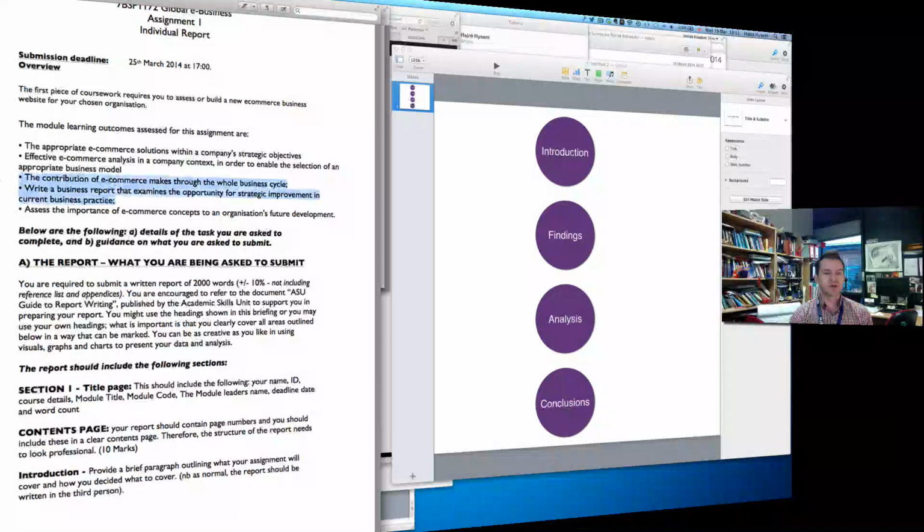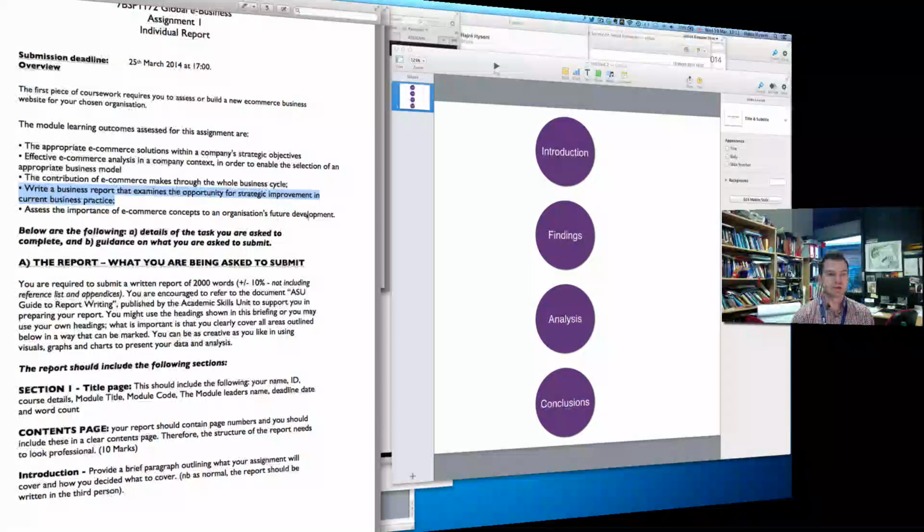The fourth point: write a business report that examines the opportunity of strategic improvement in current business practice. That pretty much means a report that has examined different components of e-commerce websites while analyzing them and then recommending things that are important for the business. So in other words, it's always showing the process that you go through in your analysis, where you examine different components and the data from your research to improve the current business practice of the business that you have chosen.